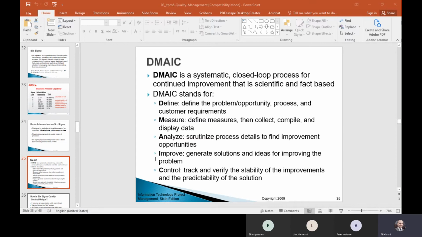Then measure. You define measures and collect, compile, and display the data. Measures are defined in terms of defect.